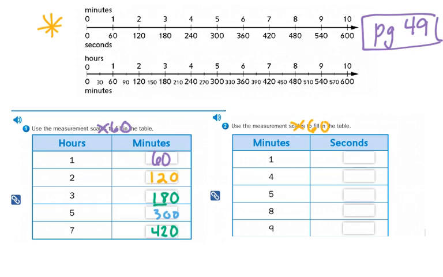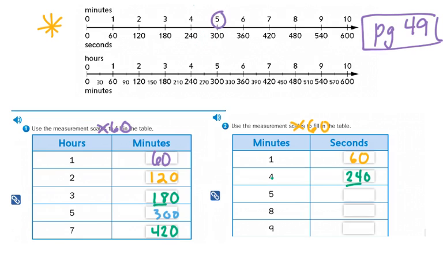Same thing, we're multiplying each one by 60. 1 minute would be the same as 60 seconds. Fill this in on journal page 49. Moving on to 4 minutes. 4 minutes would be the same thing as 240 seconds. 6 times 4 is 24, and then I add the 0 on at the end.